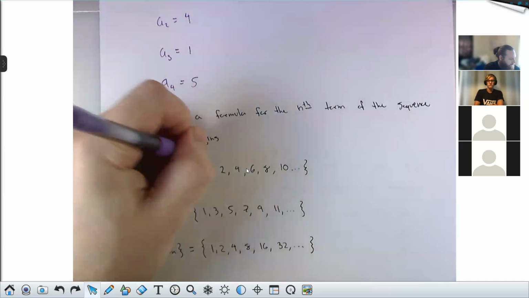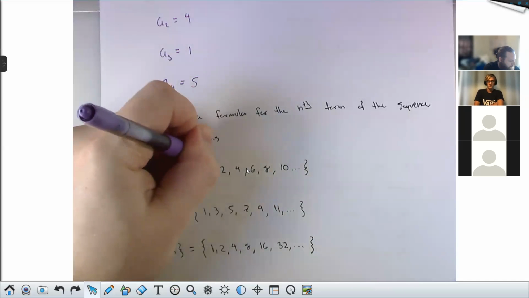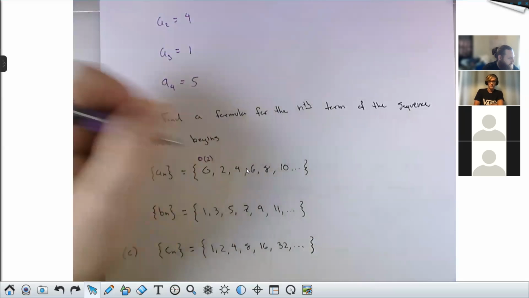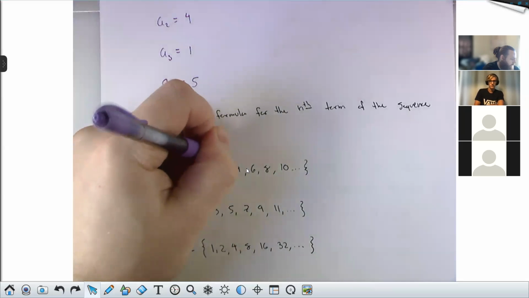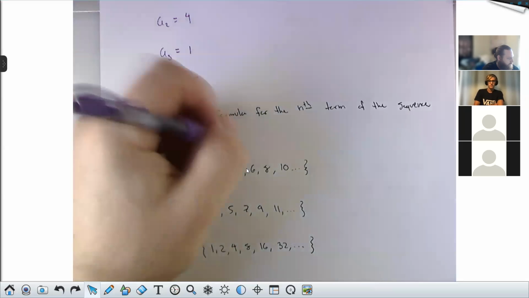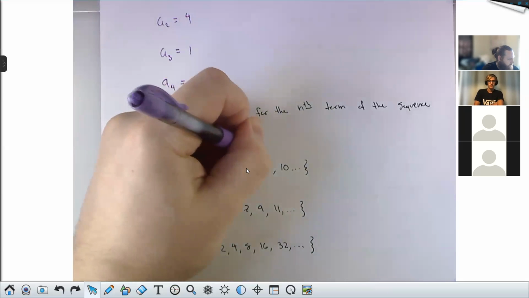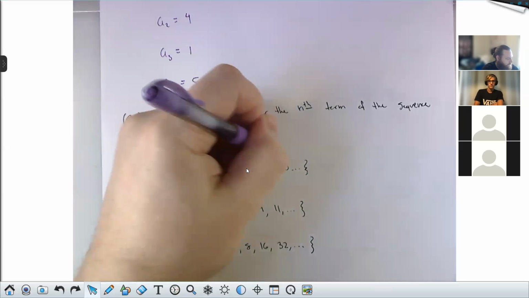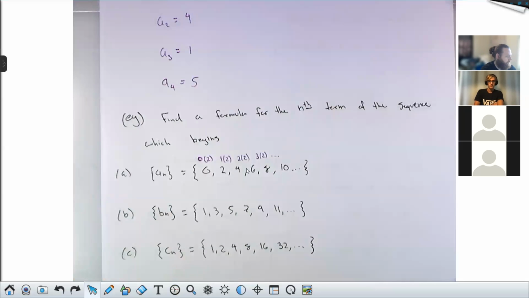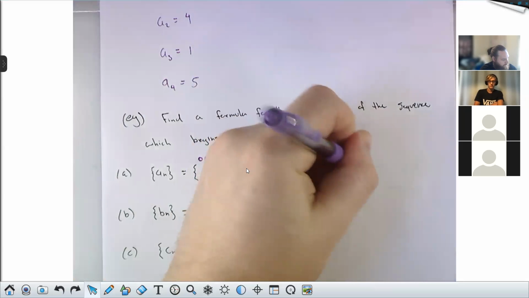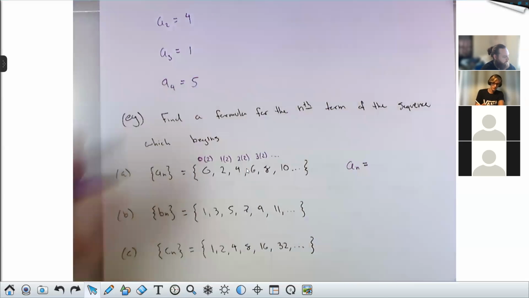So 0 I can think of as 0 times 2. 2 I can think of as 1 times 2. 4 I can think of as 2 times 2. 6 I can think of as 3 times 2, and so on. So here, this will allow us to write down a formula.